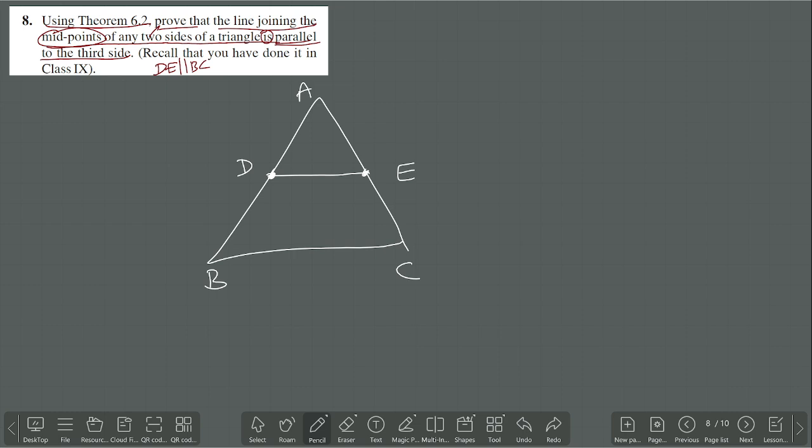Do you understand? They are given, both are midpoints. D is a midpoint, E is a midpoint. When we join two midpoints, it comes as one line segment, and that line segment is parallel to the third side. Like that they are telling. Shall we go now? Right. Now I am going to write the given.